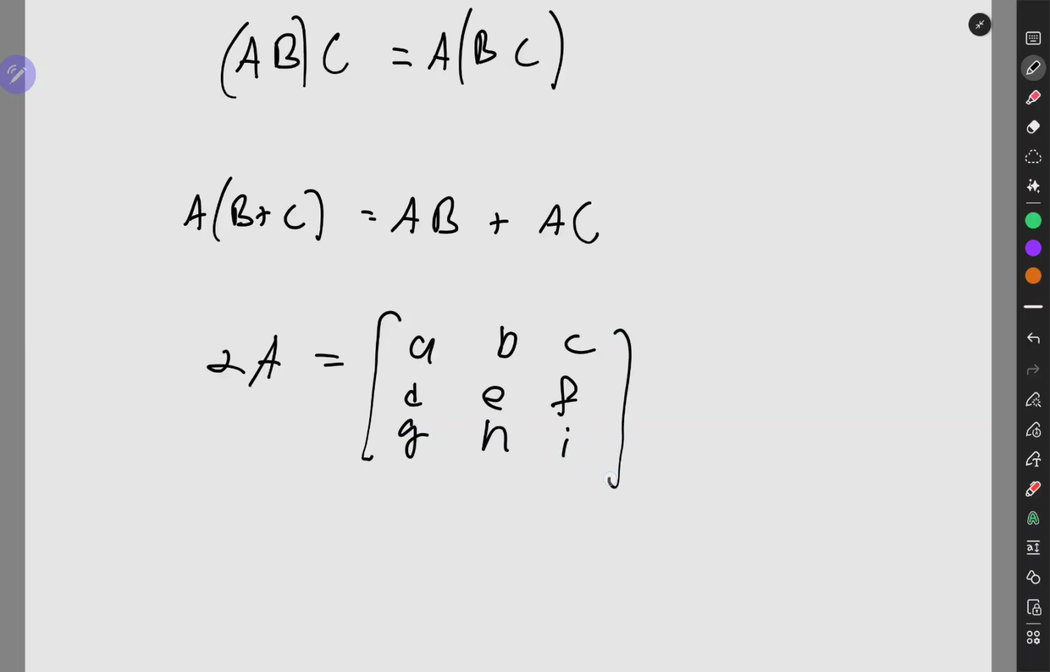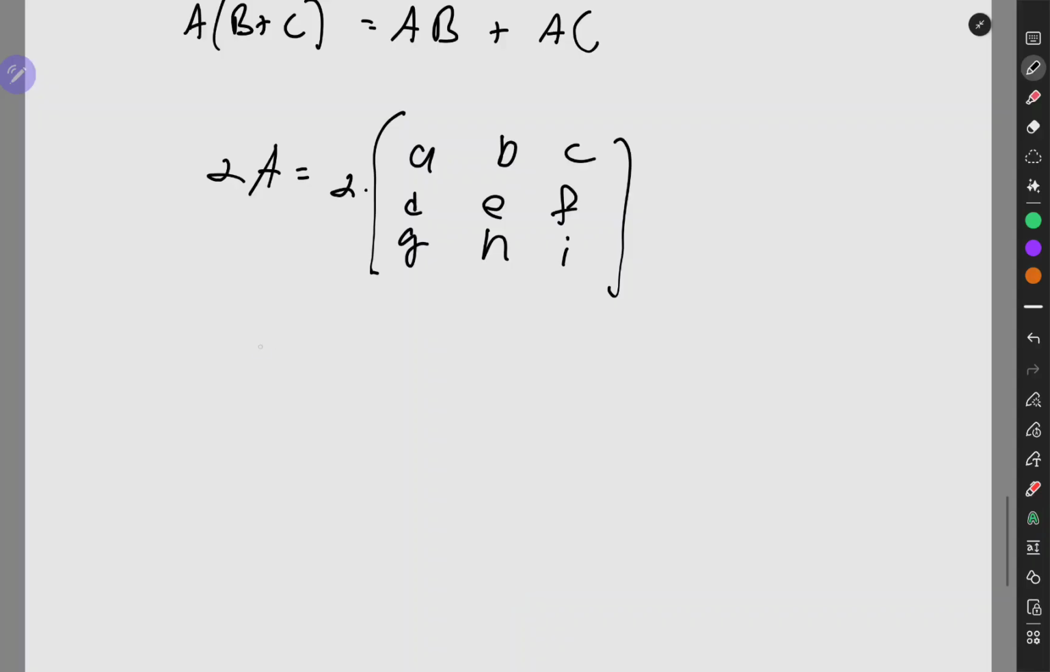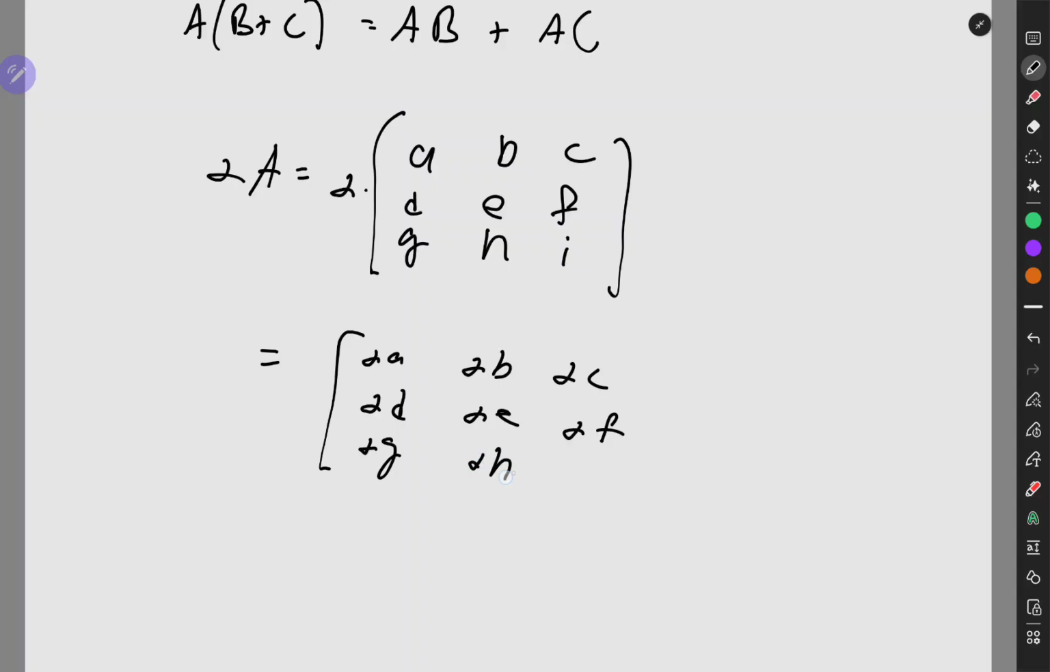Might as well do lowercase. If we have this, that's the same thing as writing alpha times this. That would be equal to alpha A, alpha B, alpha C, alpha D, alpha E, alpha F, and you get the idea. You multiply every index in the matrix by alpha. Every single entry.